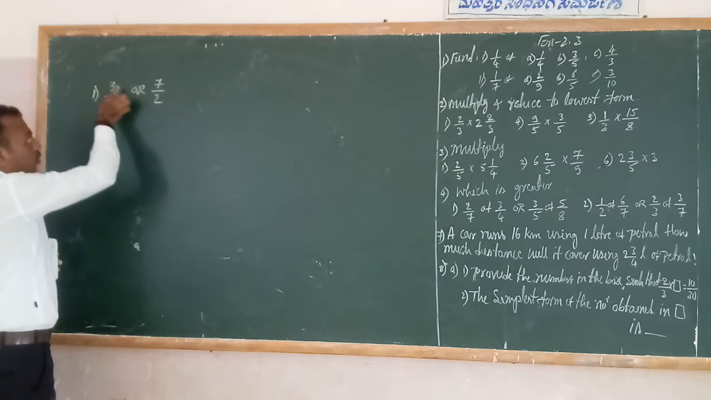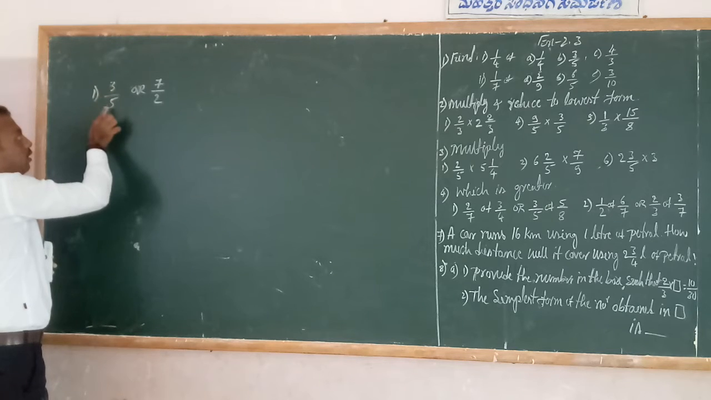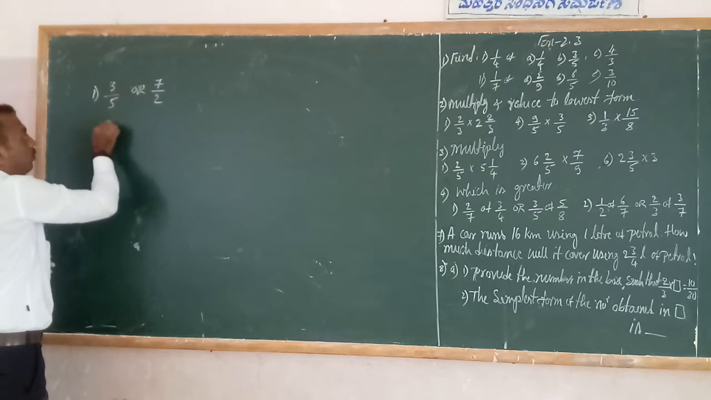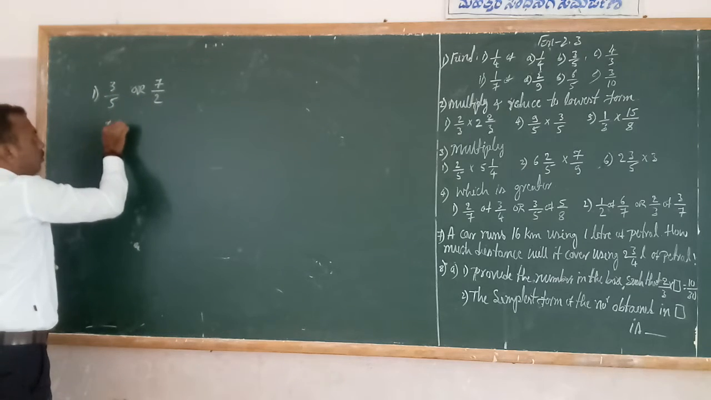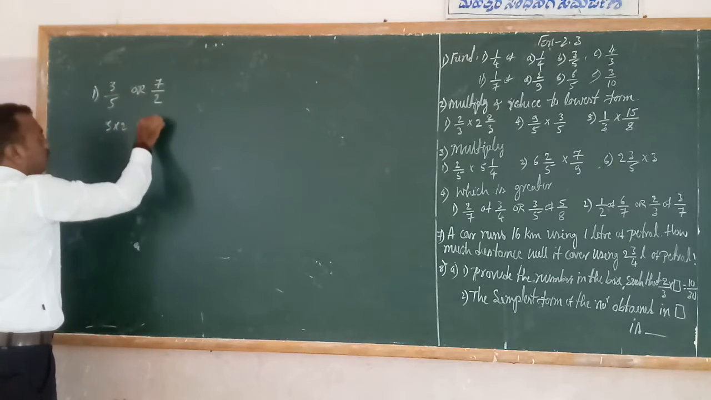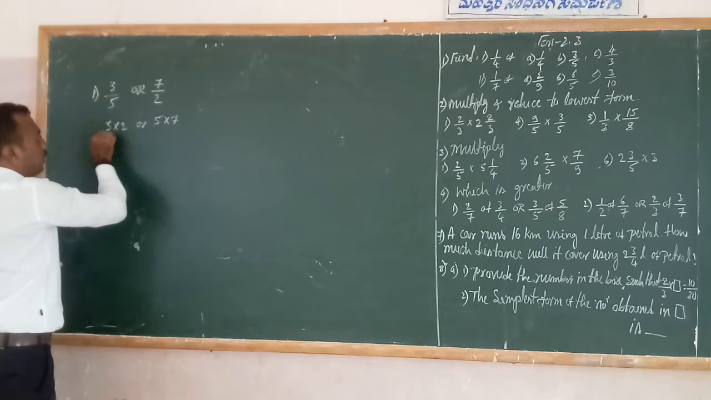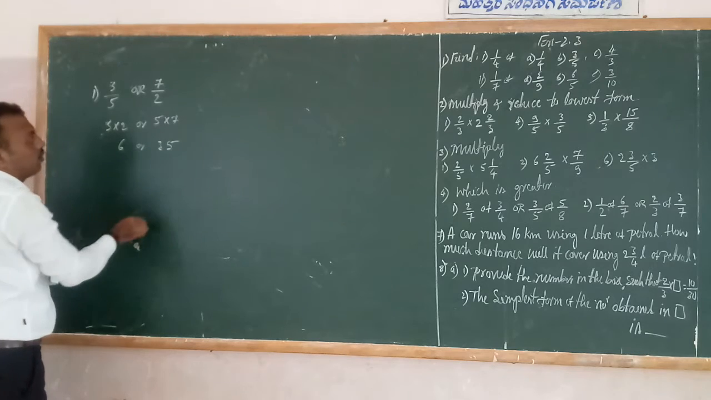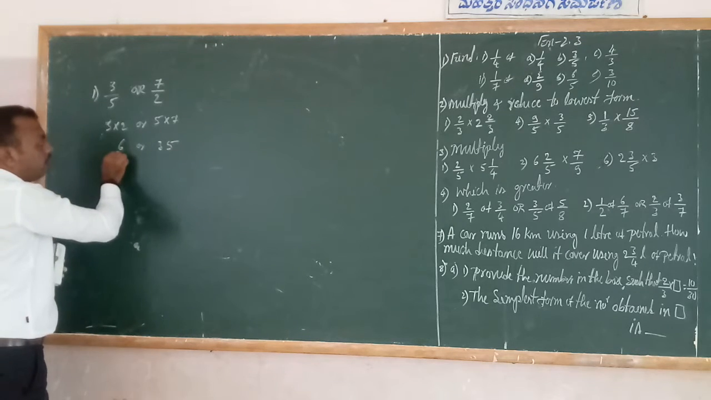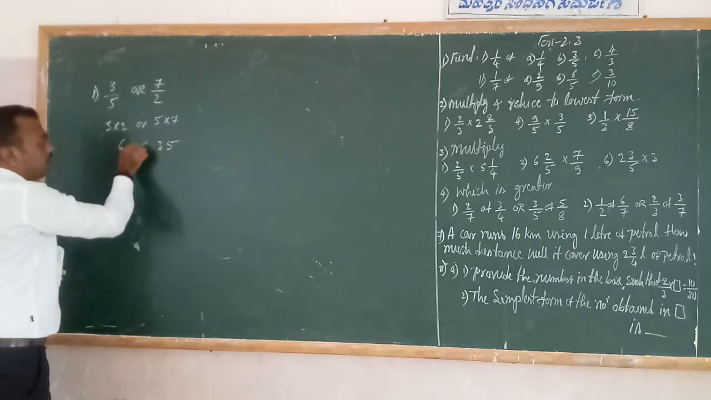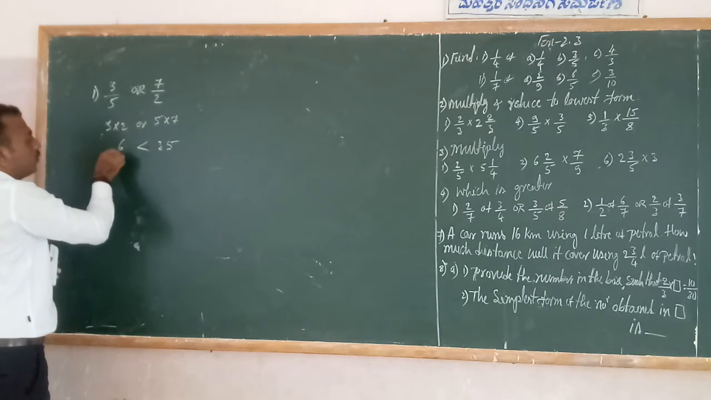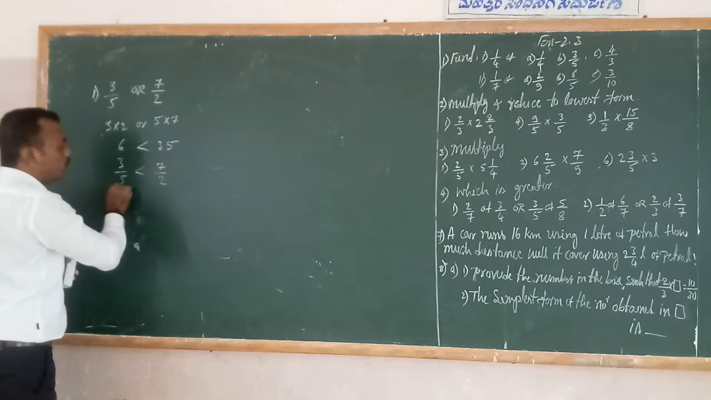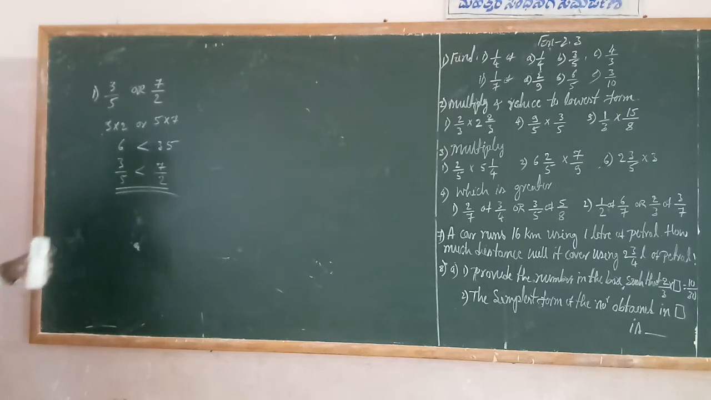The first denominator you have to multiply by the second numerator. So 3 into 2, or 5 into 7. 3 2s are 6, or 5 7s are 35. Which is greater, 35 or 6? Yes, 35 is greater and 6 is smaller. Therefore, 3 by 5 is smaller than 7 by 2. Very simple. Have you understood?